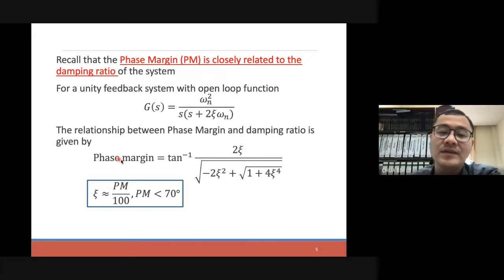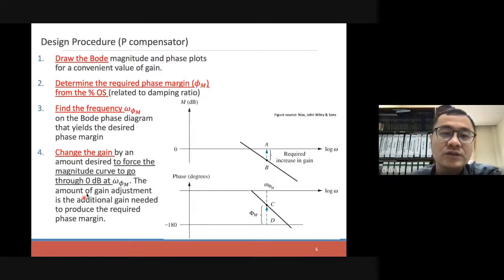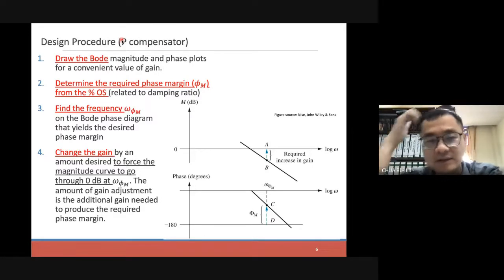And since these equations are a bit difficult, we can approximate such that the damping ratio is about the phase margin divided by 100. This would be a good approximation when the phase margin is less than 70 degrees. So this is one of the approximations that we can use to help us do the design, right? So the design procedure, as we can adjust the gain, is very straightforward.